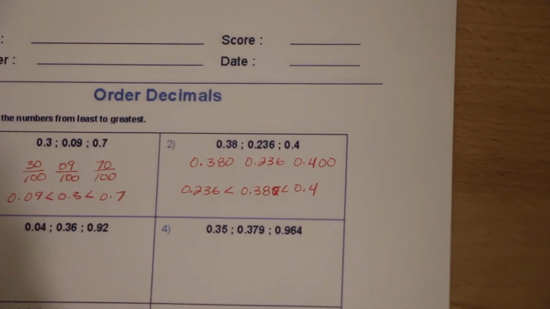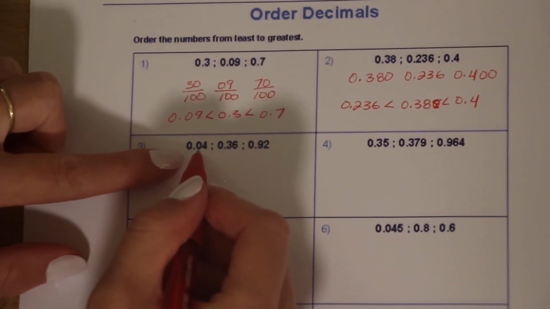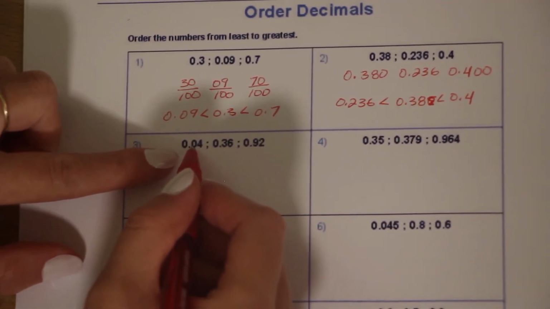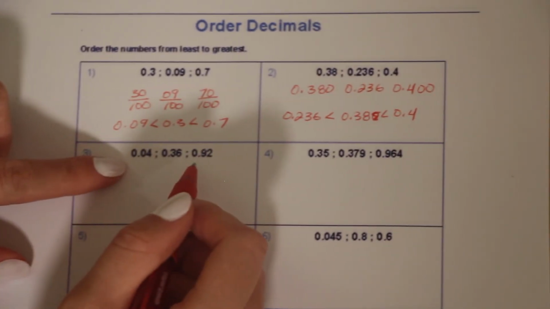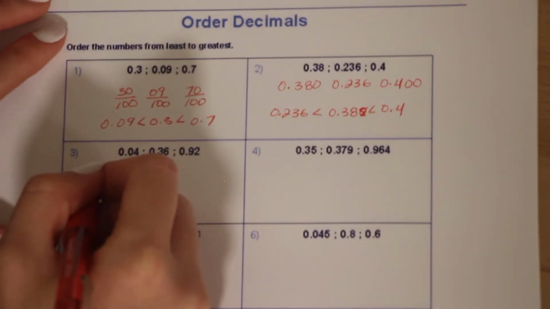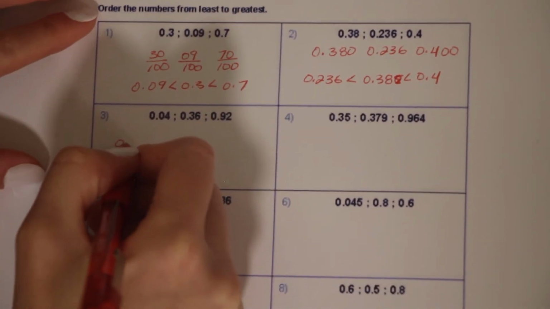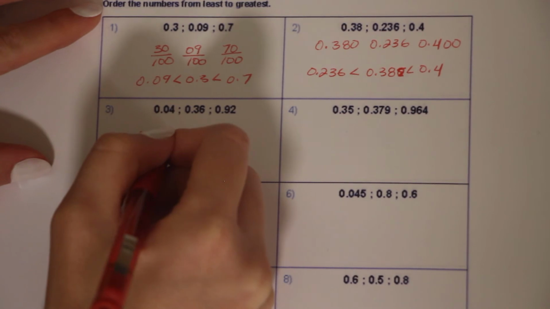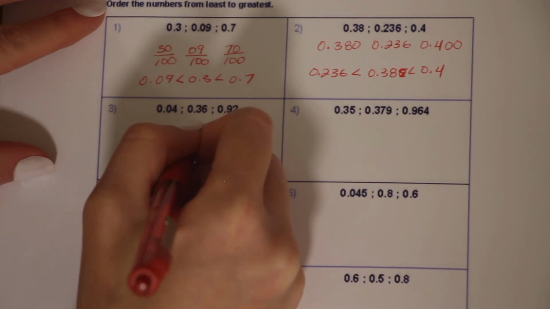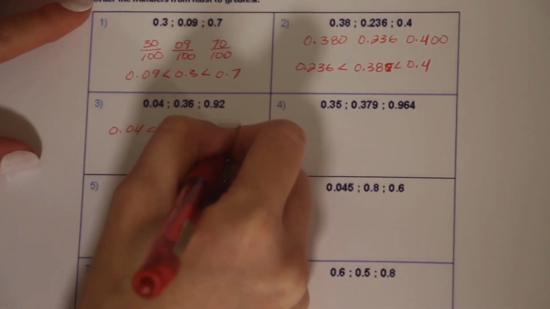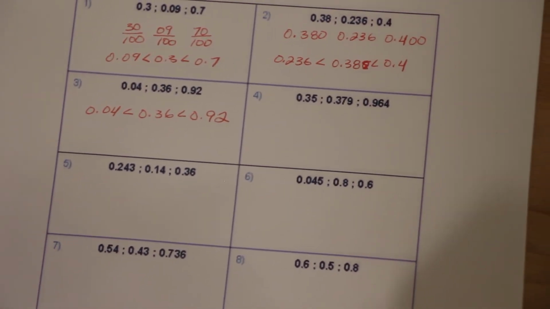So moving on. This one, it's fairly easy because each of these decimal numbers have 2 numbers after the decimal point, so we don't need to add any zeros anywhere. And you can already see what's smaller, which is 0.04, and they're already actually in the order, so we're just going to write it out as 0.04 is smaller than 0.36, and that's smaller than 0.92. And then let's just do one more here.